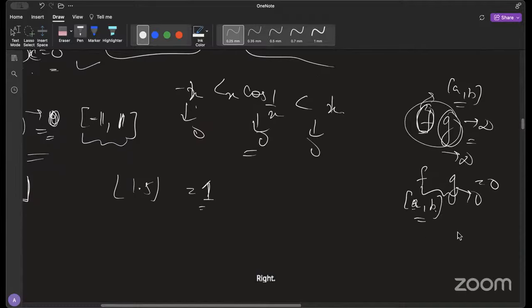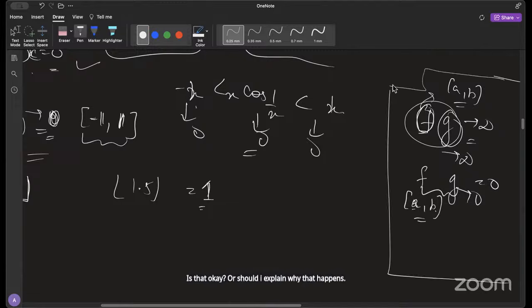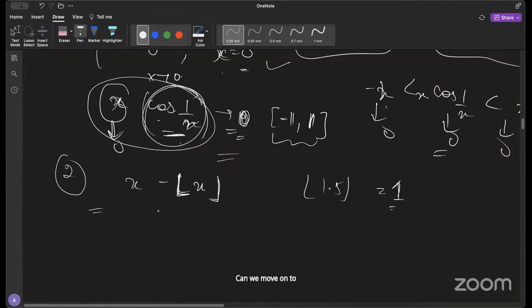Is that okay? Or should I explain why that happens? It's not needed though. You can just keep this thing in mind. Okay, can we move on to this example?